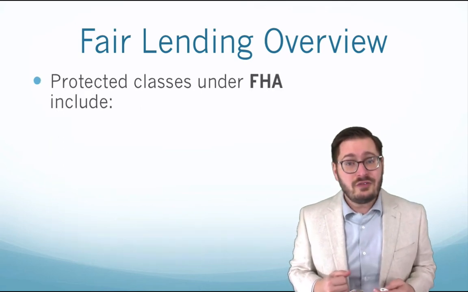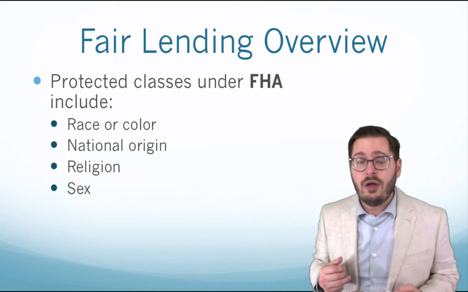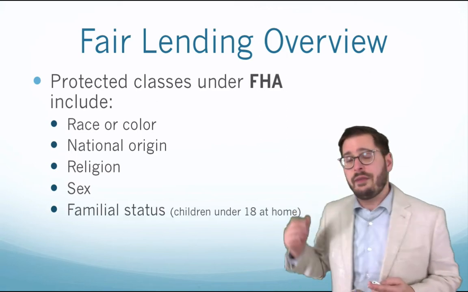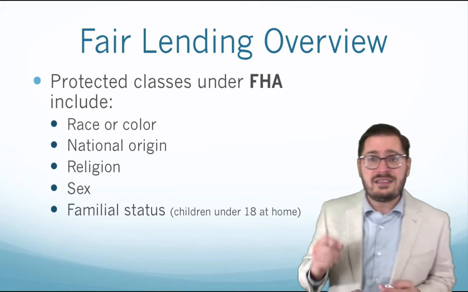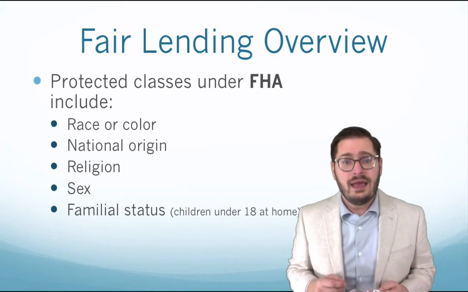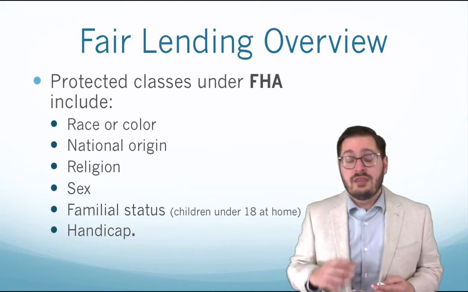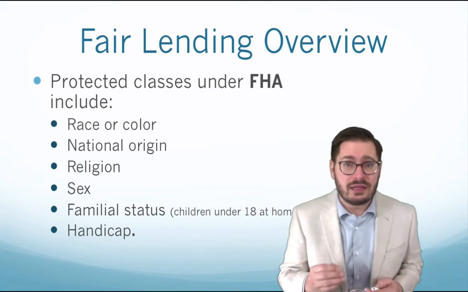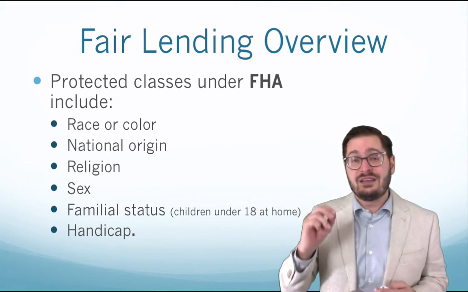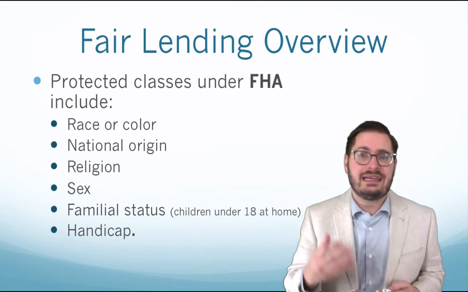Under the Fair Housing Act, on the other hand, they're very similar when it comes to the first several, but there's two new ones which include familial status, which is defined as the number of children under 18 years of age that are living at home, and handicap. So two additional protected classes. The bottom line is that we have to treat all of these protected classes equally when it comes to lending. And if we discriminate against one of these, that's where we have fair lending issues.